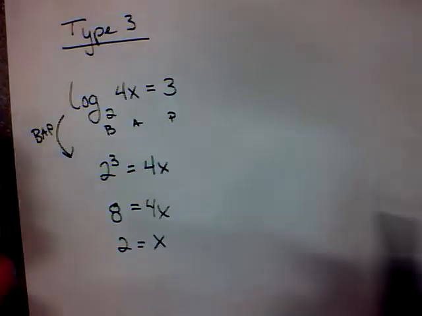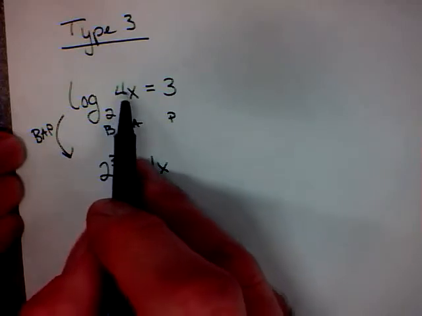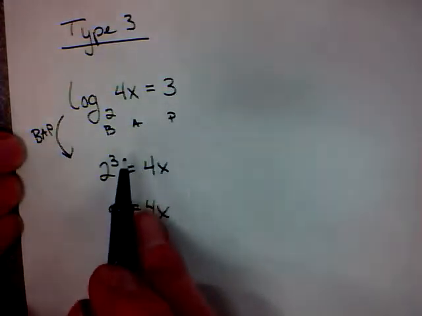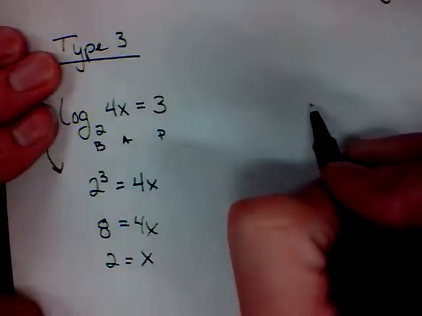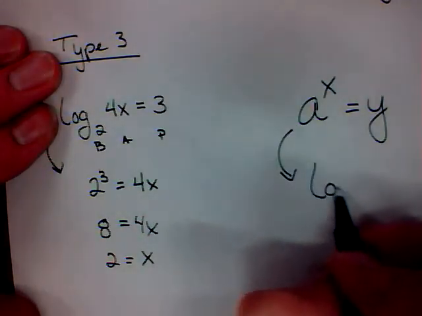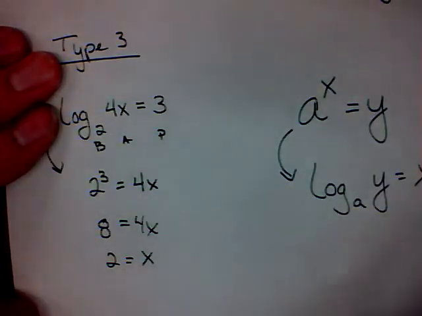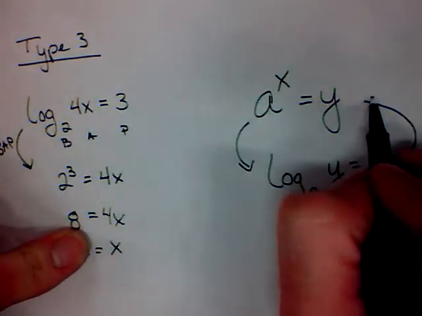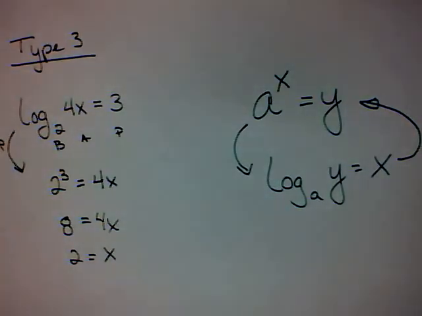Type 3 problems, you're going to have the log in your original problem, with a base, answer, and power, and you're going to switch to exponential. So your base, which is 2, to the power of 3 equals your answer, which is 4x, and then you solve. So if you start with an exponential, you're going to switch it to log. There's your base, your answer, your power. If you start with a log in your problem, you're going to switch to exponential. Okay? So, let's do some problems.